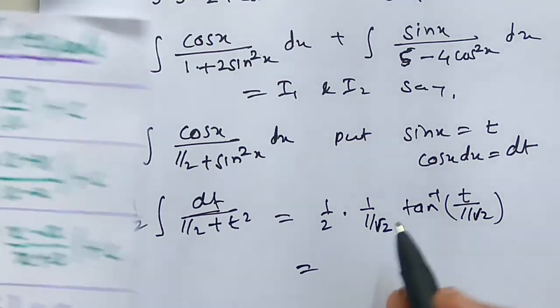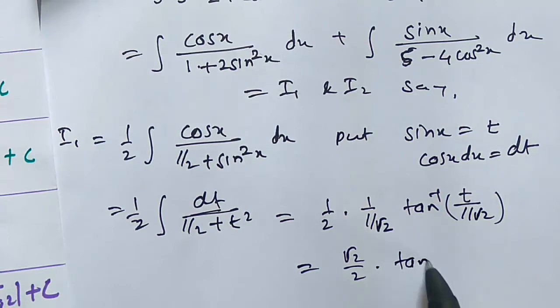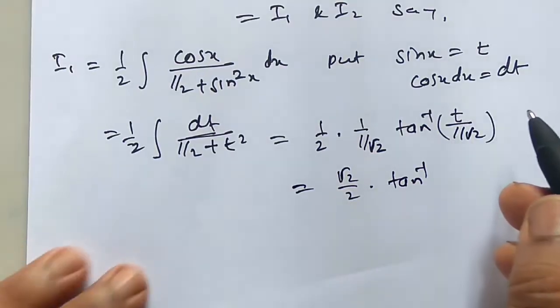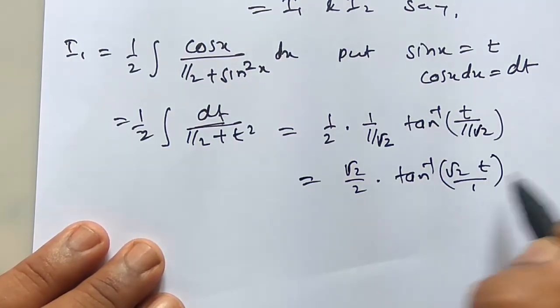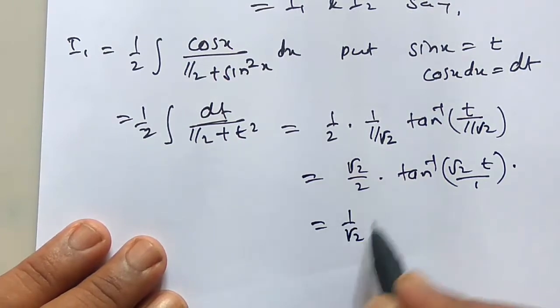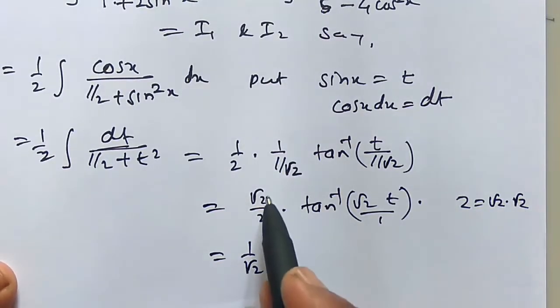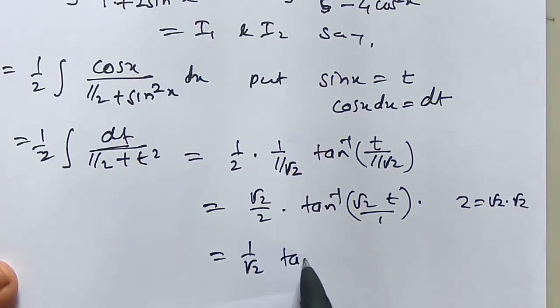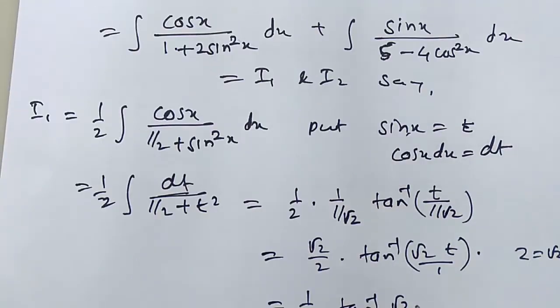So this is equal to root 2 upon 2 tan inverse of root 2 t upon 1. Since 2 is root 2 into root 2, we cancel one factor of root 2. So it is 1 upon root 2 tan inverse of root 2 t, where t is equal to sin x. So it is sin x. This is the value of I1.